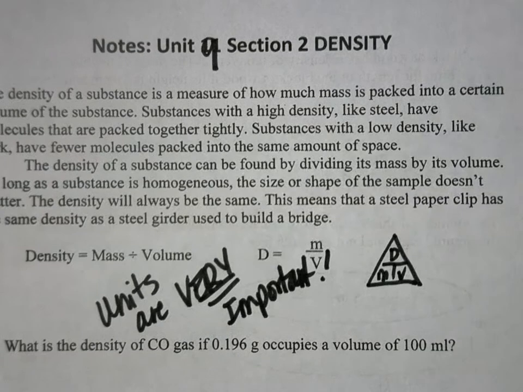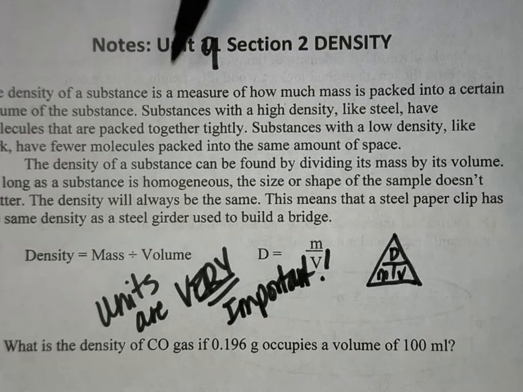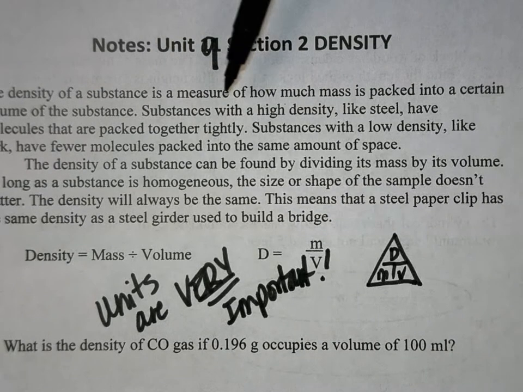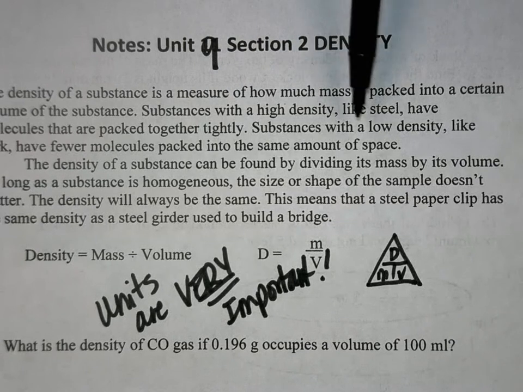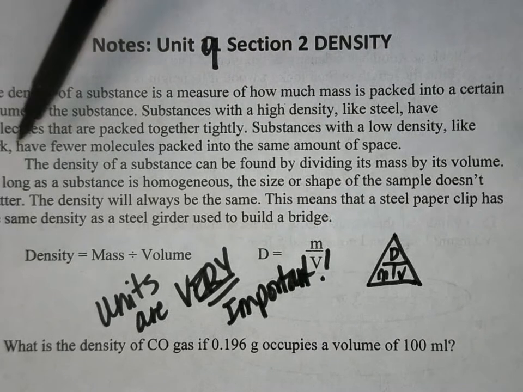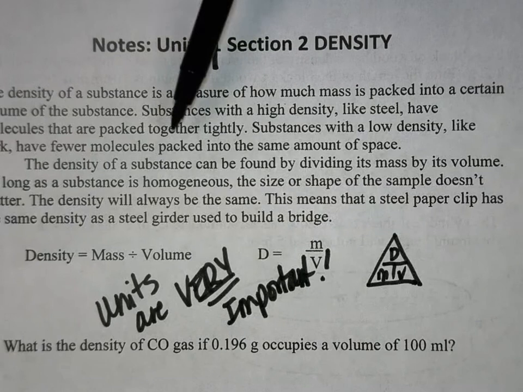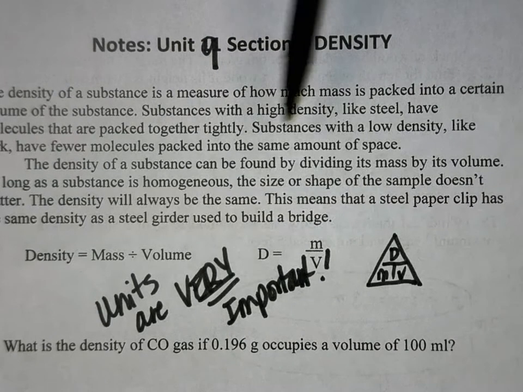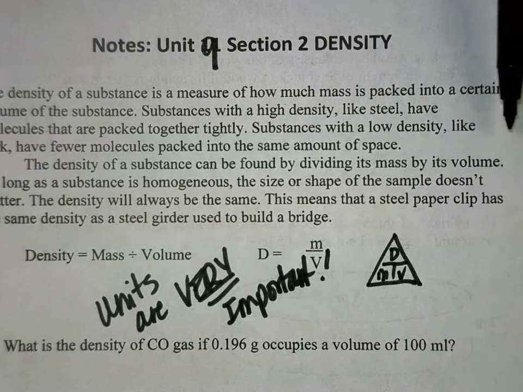Okay, so this paragraph goes through, it says the density of a substance is a measure of how much mass is packed into a certain volume of the substance. Substances with high density, like steel, have molecules that are packed together very tightly. Substances with a low density, like cork, have fewer molecules packed into the same amount of space. The density of a substance can be found by dividing its mass by its volume.